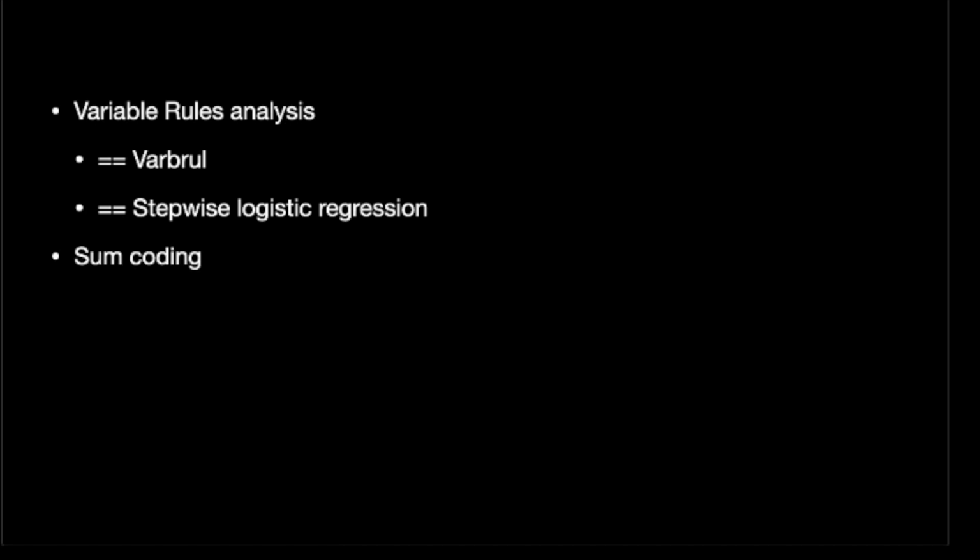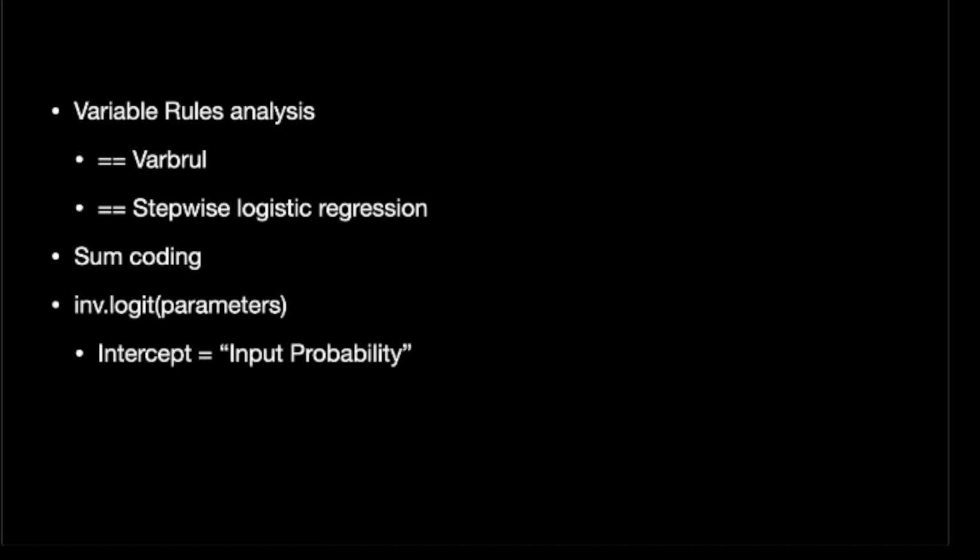So first, for people who know a bit of statistics, a variable rules analysis, often shortened to Varbrul, is a stepwise logistic regression. If the paper mentions Goldvarb, that was the software used to fit the stepwise regression. All of the predictors are sum-coded, and the parameter estimates are inverse logit transformed. The intercept gets called the input probability, and the rest of their parameters are called factor weights. If you basically understood that, great. You can close the video.